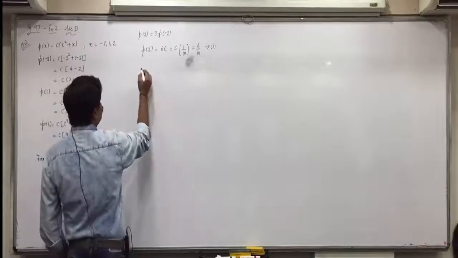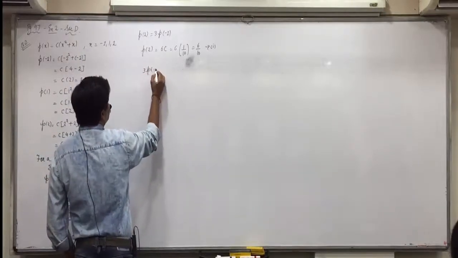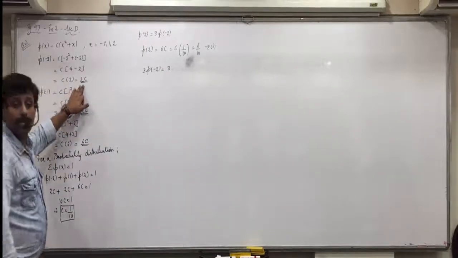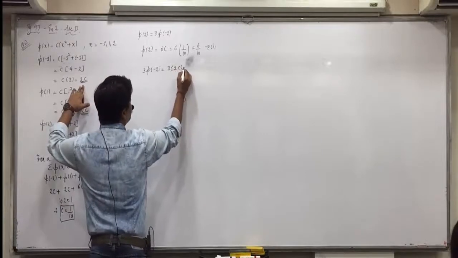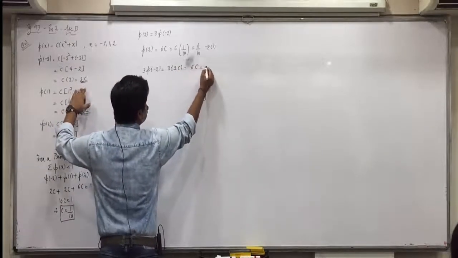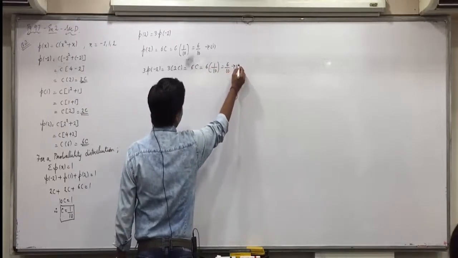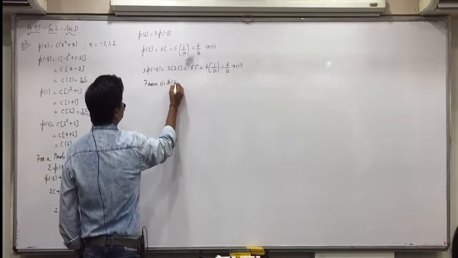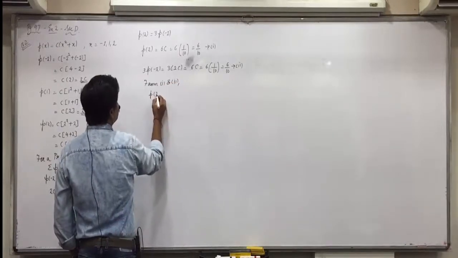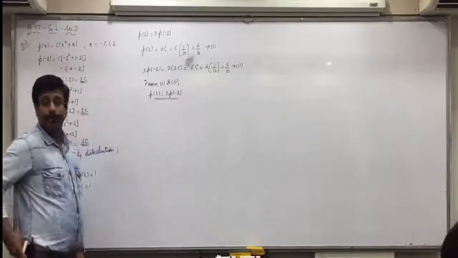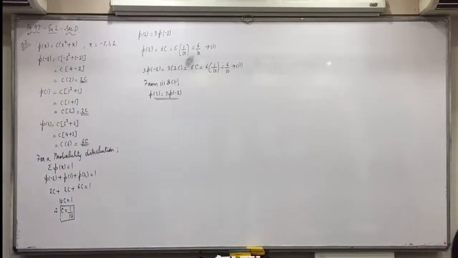Now right hand side. 3 into P of -2. So 3 into, what is P of -2? 2c. 3 into 2c, 6c. 6 into 1 by 10. This is also 6 by 10. So from 1 and 2, we can say that P(2) is equal to 3P(-2). This is what we have to prove. Any doubt in this? Both are coming the same. So anyone having any doubt in this question?